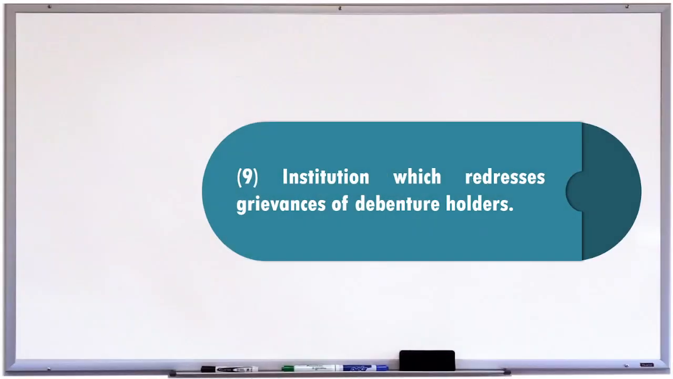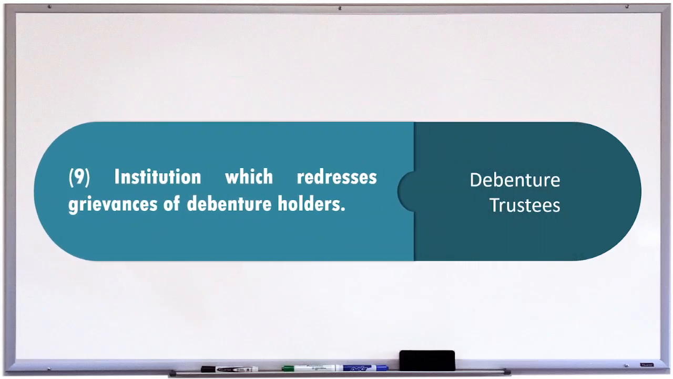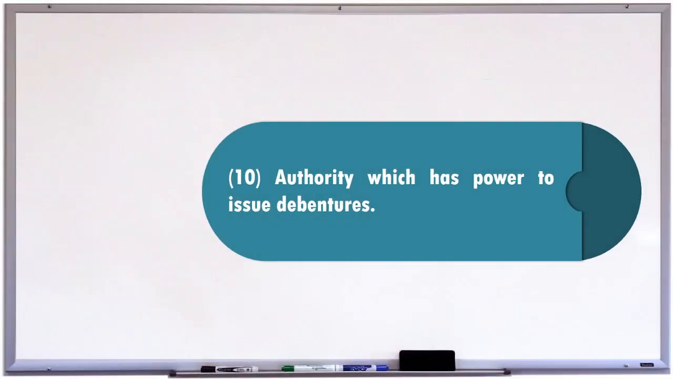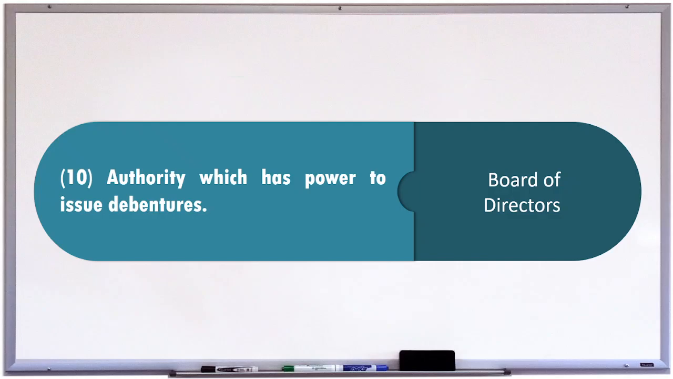9. Institution which redresses grievances of debenture holders. And the answer is debenture trustees. 10. Authority which has power to issue debentures. And the answer is Board of Directors.